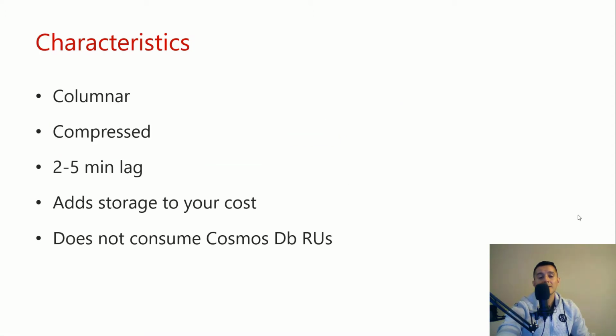Now let's talk about the characteristics of the Analytical Store. As I said, it is a columnar format. I believe it is Parquet that it is using under the covers. So if you select specific columns, it doesn't have to read the entire record. It can just focus on particular columns. Because it is columnar as well, it compresses, and it compresses really well because all the similar data type values are close to each other.